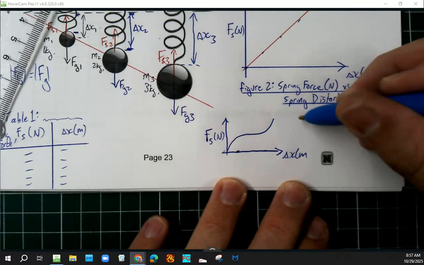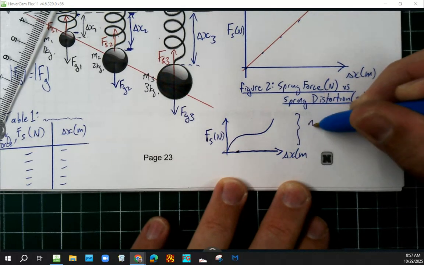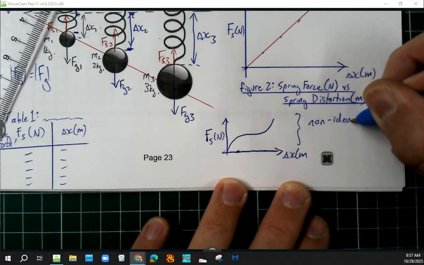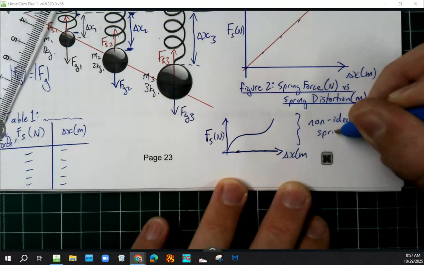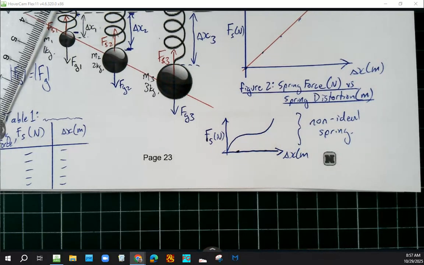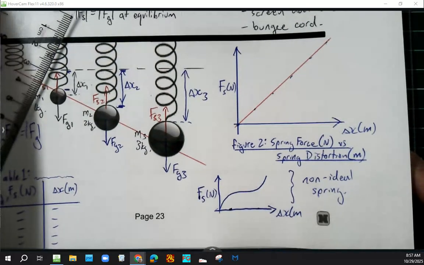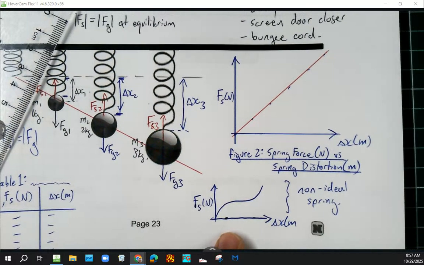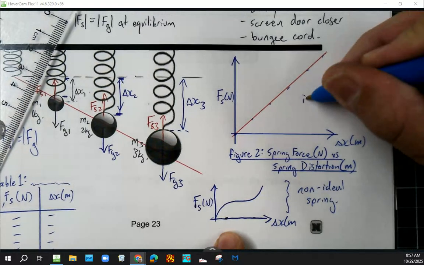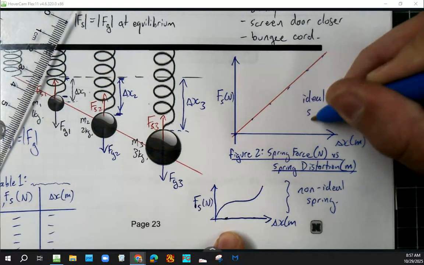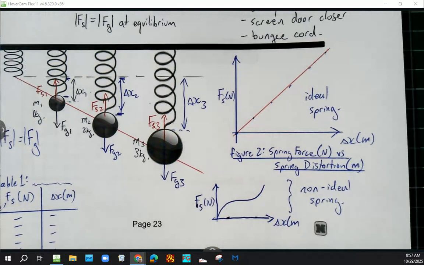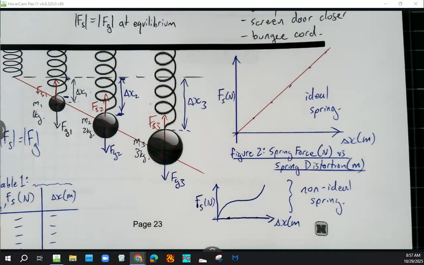But what we would say in general though is this is a non-ideal spring. If we had a relationship like this, you could even check that, see that there's inflection points and it's not linear. Whereas this guy here would be an ideal spring. And so when we're talking about Newton's ideal, not Newton, we're talking about Hooke's law ideal springs. We're talking about relationships like this, okay?